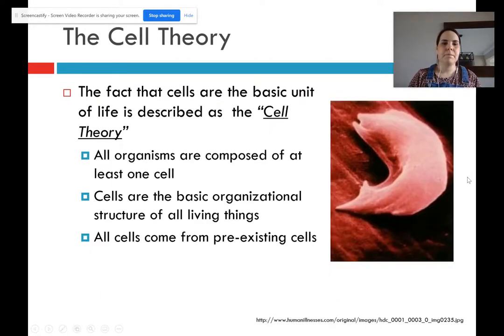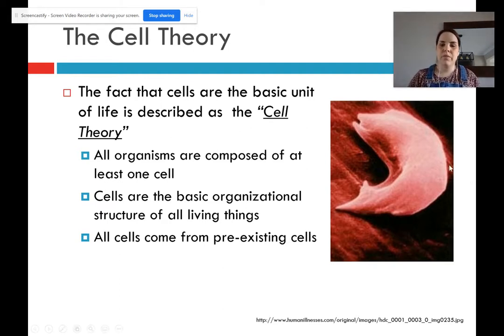Like we said, the fact that cells are the basic unit of life is described as the cell theory. What the cell theory says is all organisms, anything that's alive, need to be composed of at least one cell. Cells are the basic organizational structure of all living things, so everything that's alive is made, if you break it down, from cells. And all cells need to come from pre-existing cells. Cells don't just spontaneously appear out of nowhere or disappear into nothingness. They come from a line of other cells. Cells are what produce more cells, which produce more cells.